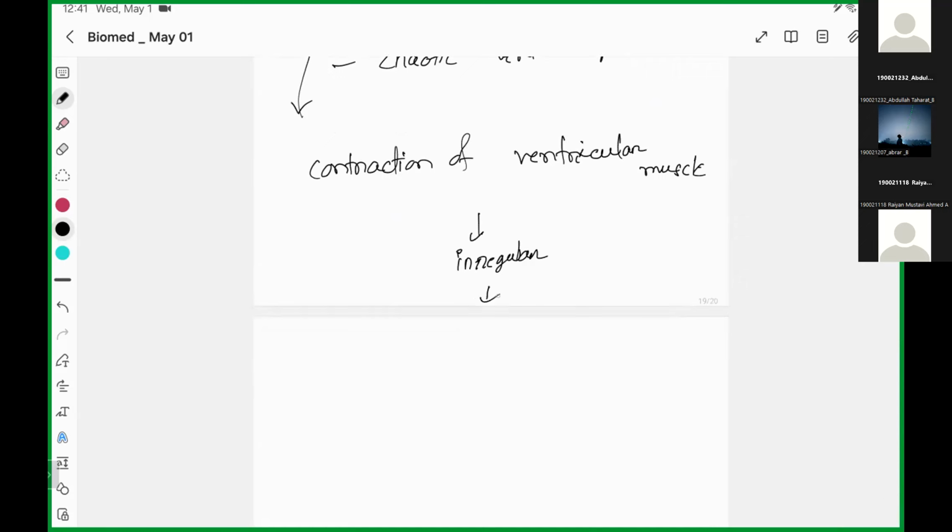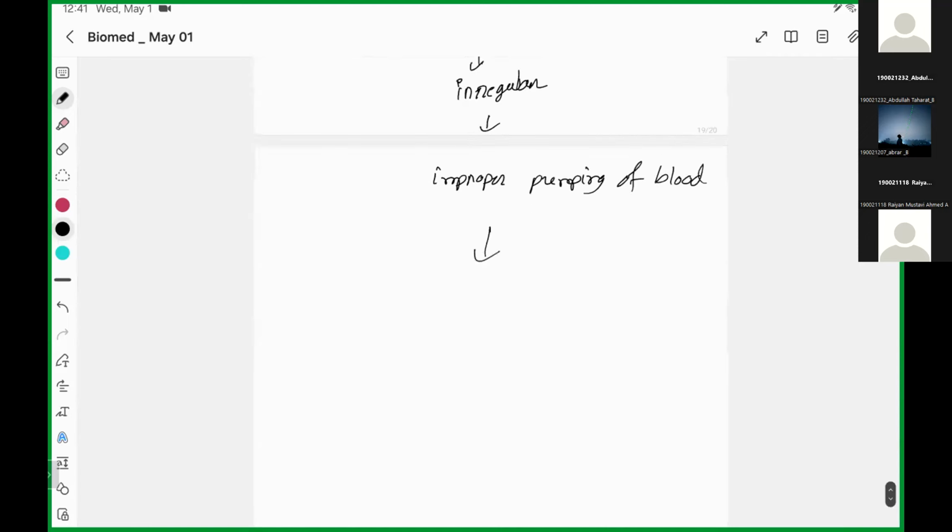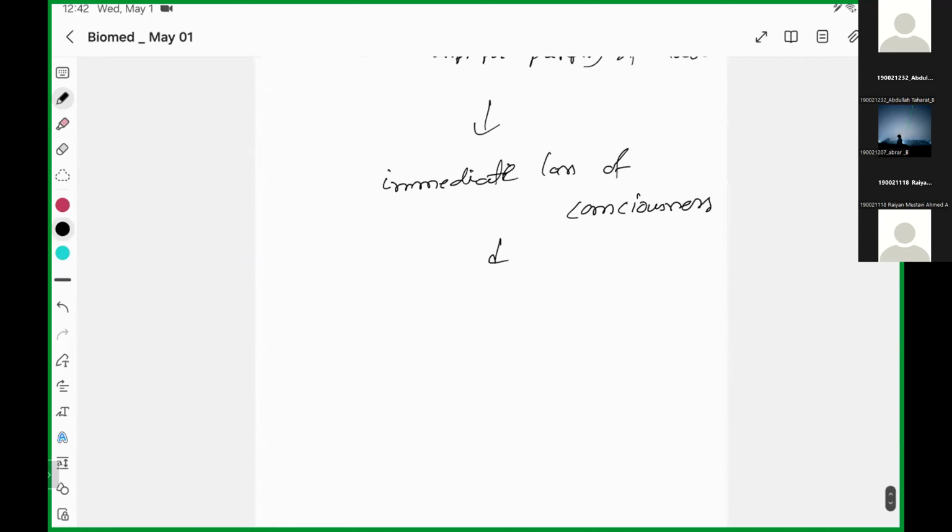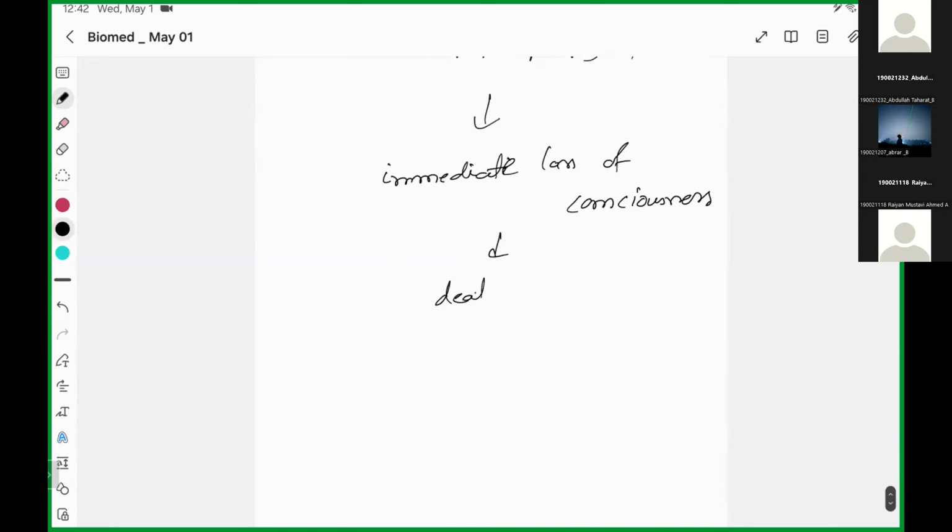So when this is irregular, there is improper pumping of blood. So your blood is no longer pumping properly. If blood cannot pump to the outside of the body properly, what will happen? Immediate seizure, immediate loss of consciousness. Within a few moments you will lose your consciousness. And if some measure is not taken immediately, promptly, you will have death within minutes.